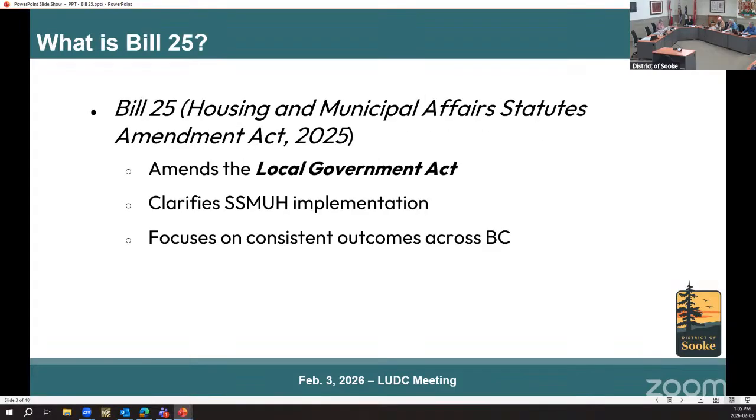Bill 25, the Housing and Municipal Affairs Statutes Amendment Act, is provincial legislation that amends the Local Government Act and provides clarification on how small-scale multi-unit housing, or SMU, is to be regulated at the local level. The intent of this new legislation is to ensure a more consistent application of SMU requirements across municipalities and to reduce zoning approaches that may technically comply with the legislation but indirectly limit the number of dwelling units required by the province.